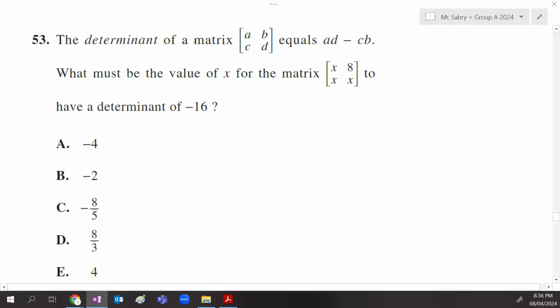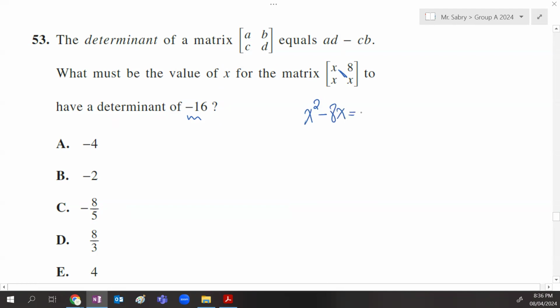It tells me the determinant of a matrix equals something, and it tells you how to calculate the matrix. What must be the value of X for the determinant of this to be negative 16? So in order to define the determinant we multiply these two minus the other two. So it's x times x, which is x to the power of 2, minus 8 times x, which is 8x.